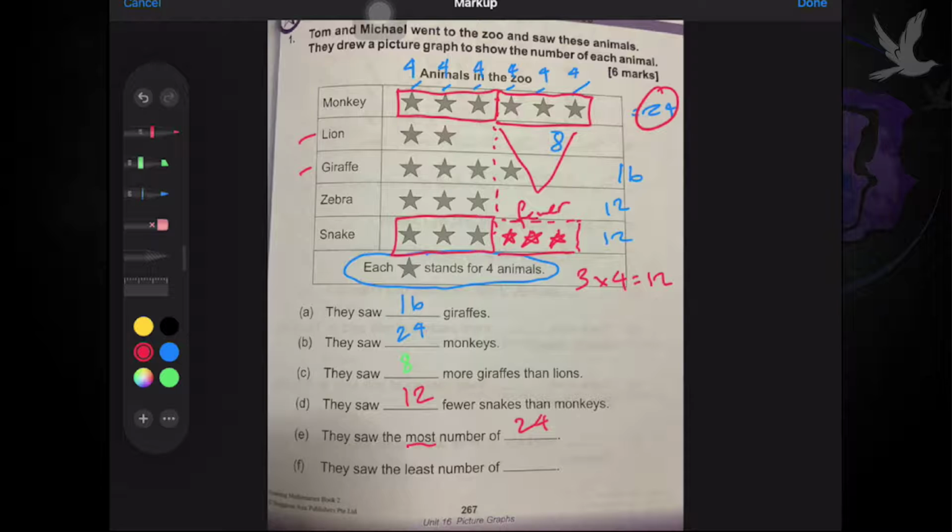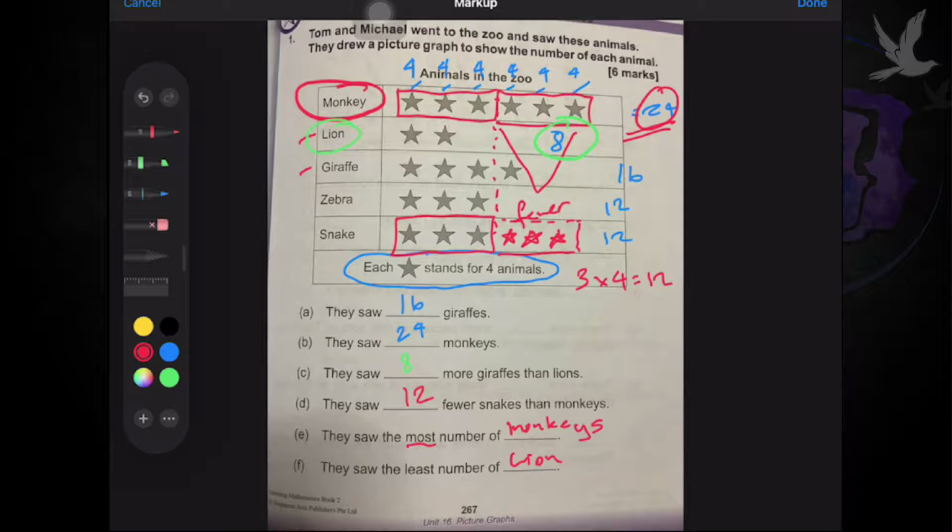And they saw the least number of... we are not supposed to put the number pala, sorry. It says here that they saw the most number of blank, which in this case, the most number is 24, and that represents the monkeys. Okay, and F, they saw the least number of, fewest, pinakakaunti. In this case, that is 8, which is represented by the lion.